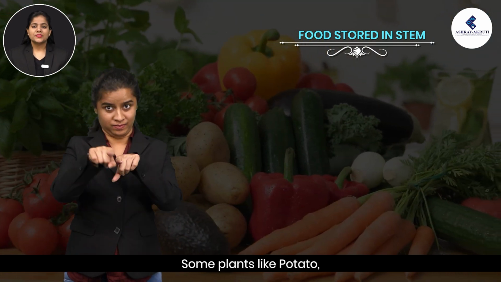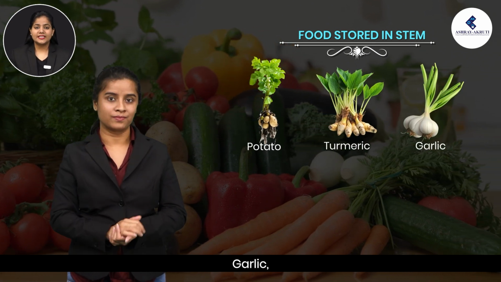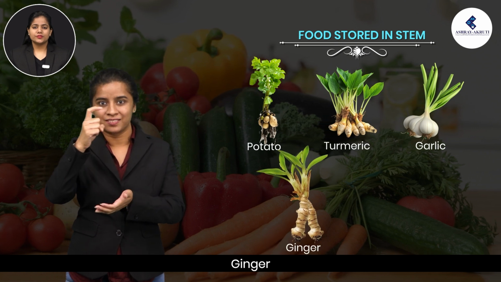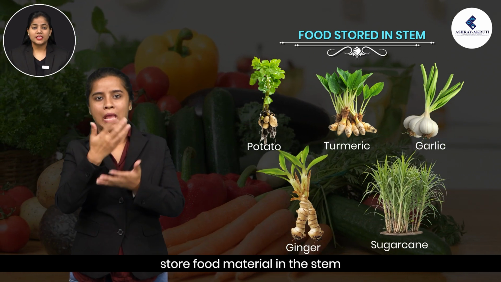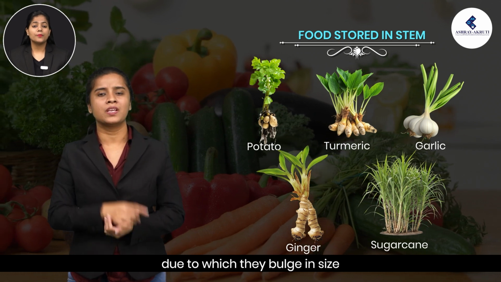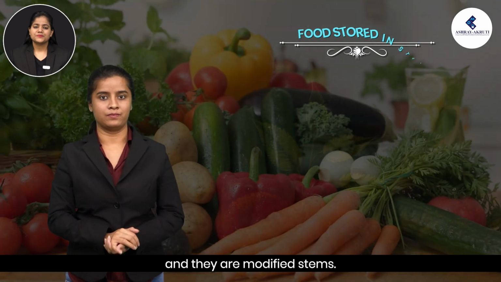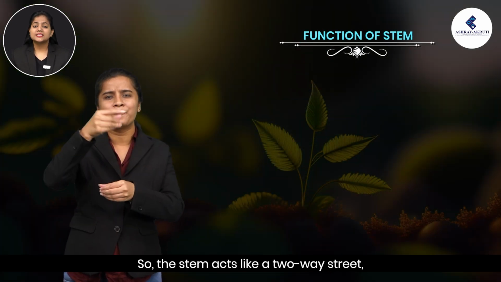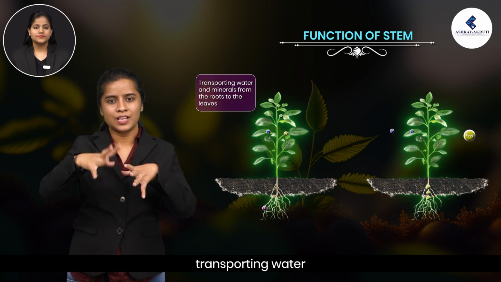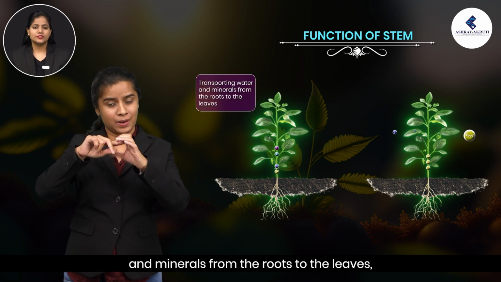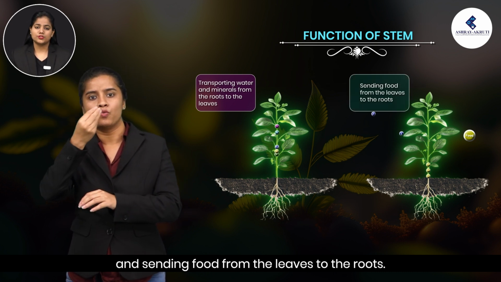Some plants like potato, turmeric, garlic, ginger, and sugarcane store food material in the stem, due to which they bulge in size and are modified stems. So, the stem acts like a two-way street, transporting water and minerals from the roots to the leaves and sending food from the leaves to the roots.